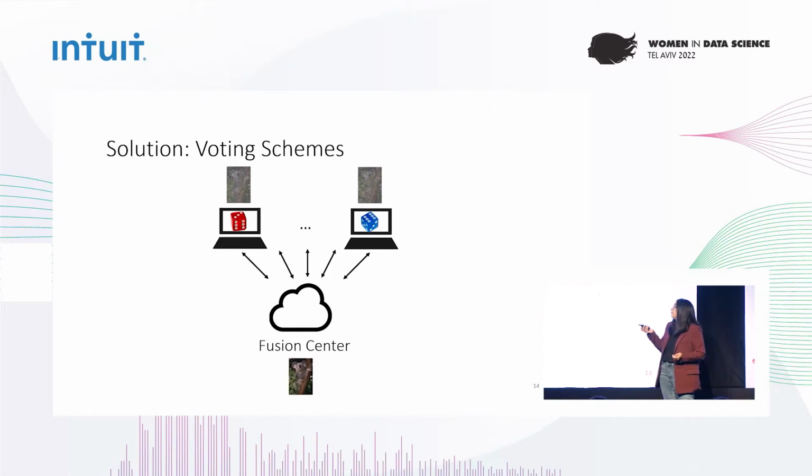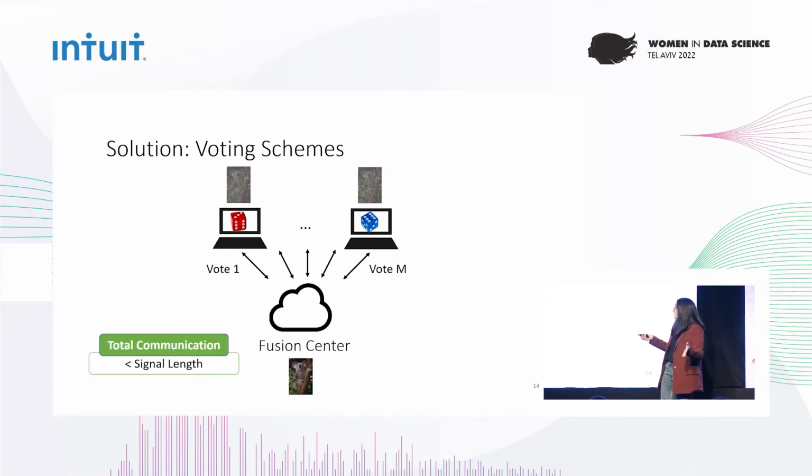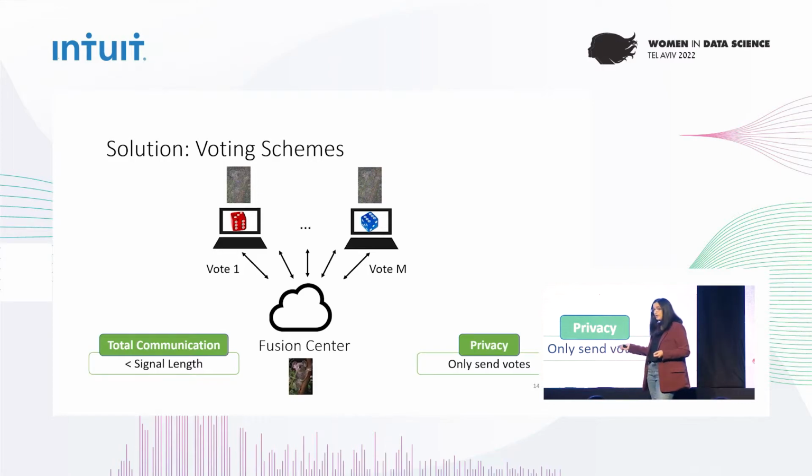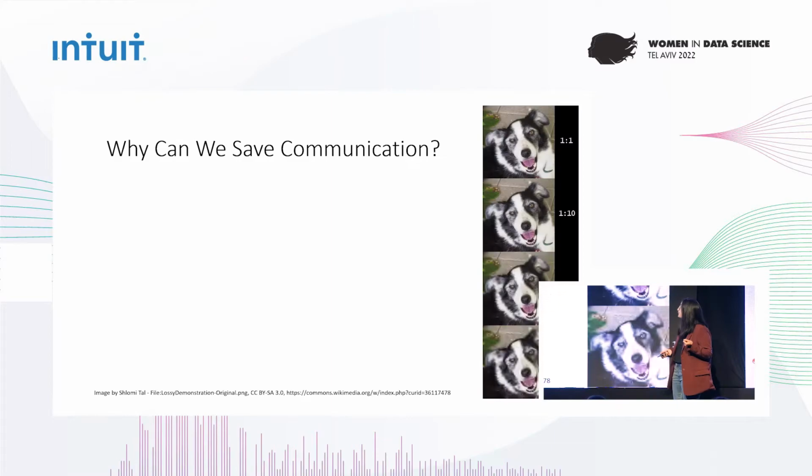A possible solution for this problem is to use voting schemes like we did in our experiment. So basically, if each machine only sent its vote, then we would have a much lower total communication cost. In this talk, we will see that it will even be smaller than the signal length. So it's even going to be smaller than sending 1 copy of such an image from 1 machine. And because we only send votes, you can feel intuitively this is going to be more private as well.